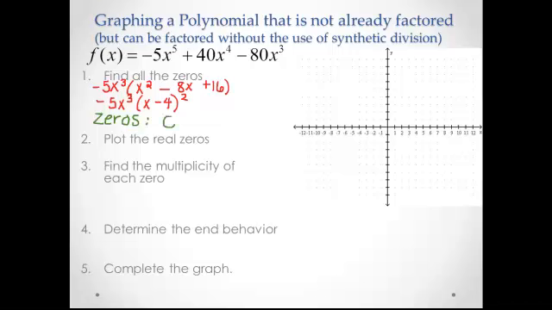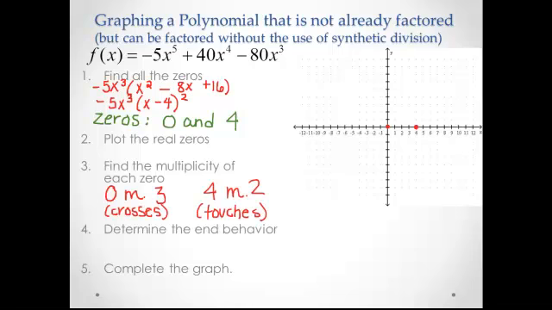So our zeros that we end up with would be 0 and 4. So we go ahead and plot those points. So we've got 0 and 4 on our x-axis. Then we can go ahead and find the multiplicity for each zero. So in this case, 0 has a multiplicity of 3, so it crosses the x-axis, and 4 has a multiplicity of 2, so it touches the x-axis. Crosses when it's odd, touches when it's even.